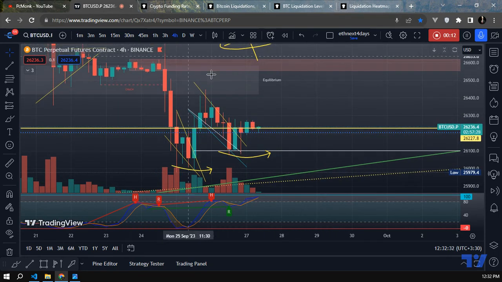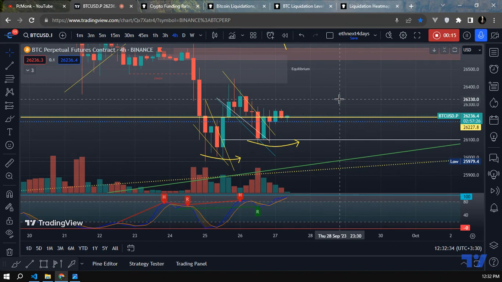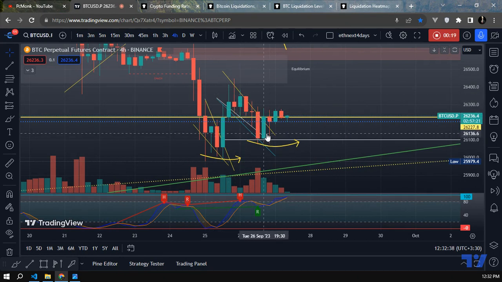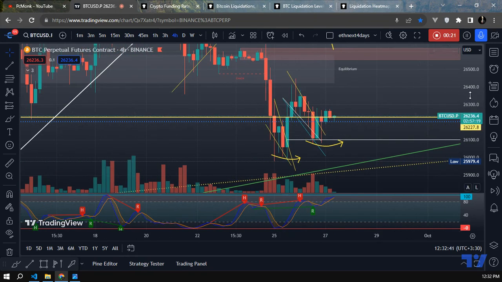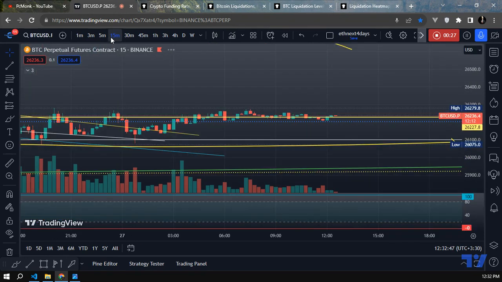So right now, I want to talk about 4 hours. Yesterday was a boring day. Yesterday, we just made a comeback down, and we marked this horizontal ray line. I gotta go into lower time frames, if it helps.